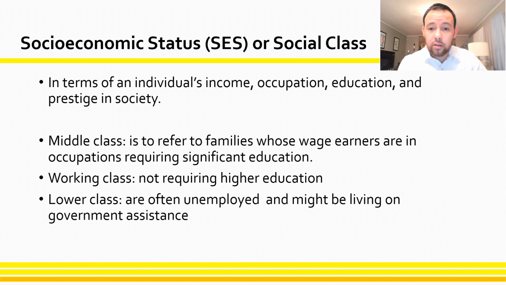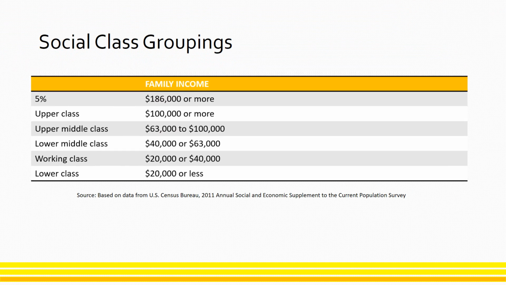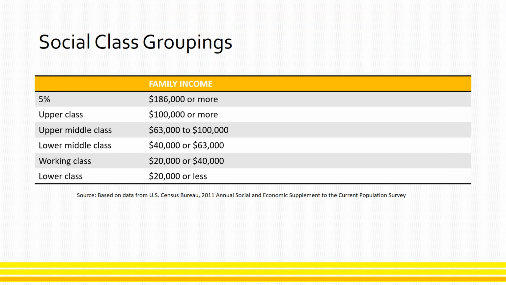It's important to know that for sociologists, socioeconomic status is defined in terms of individuals' income, occupation, education, and prestige in society. We're going to divide this into middle class, referring to families whose wage earners are in occupations requiring significant education, working class, not requiring higher education, and lower class, who are often unemployed and might be living on government assistance. Here is a way to classify social class.